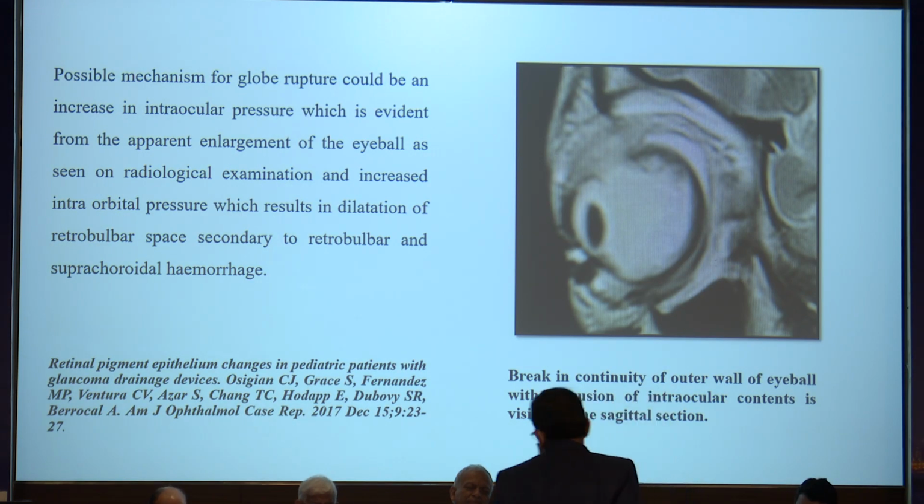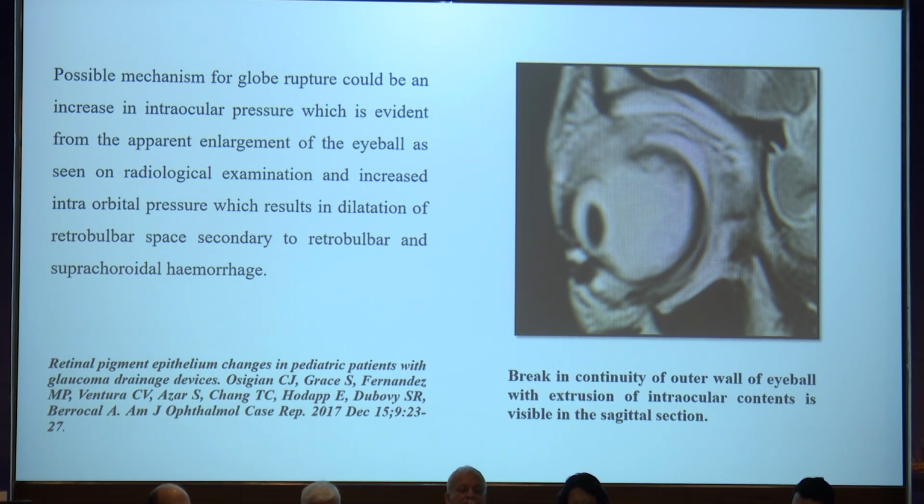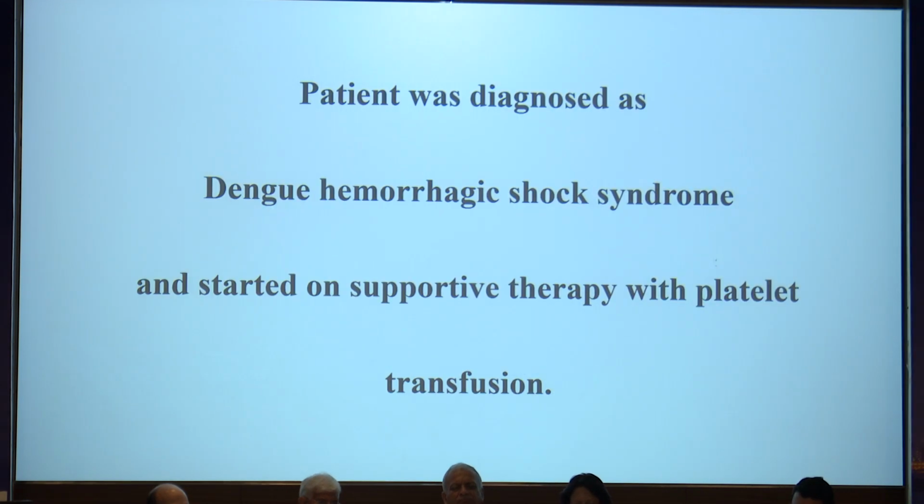A possible mechanism for the globe rupture could be an increase in intraocular pressure, which is evident from the apparent enlargement of the eyeball seen on radiological examination. Increased intraorbital pressure results in dilatation of the retrobulbar space, secondary to retrobulbar and suprachoroidal hemorrhages. In this picture, we can see a break in the continuity of the outer wall of the right eyeball, with extrusion of intraocular contents visible in the sagittal section.